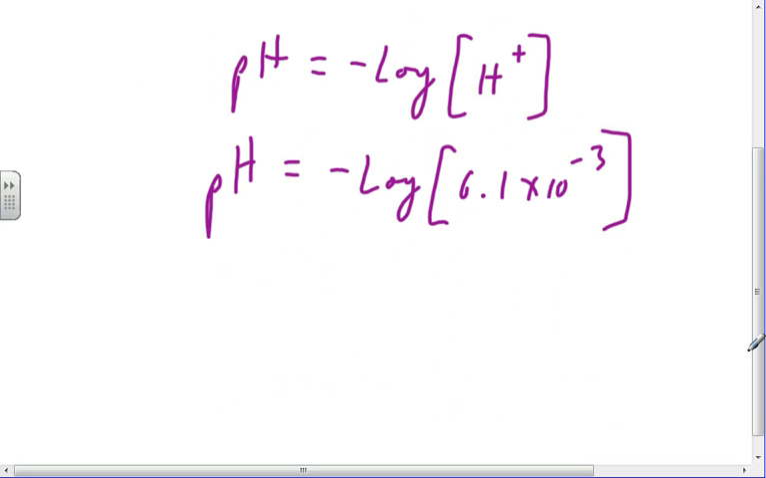Okay, so I'm going to go log of 6.1 E minus 3, and I'm going to put a minus sign in front of it. So the pH is 2.2. How many significant digits am I supposed to have? It doesn't say. Well, I only have 2, so 2.2. pH is 2.2.